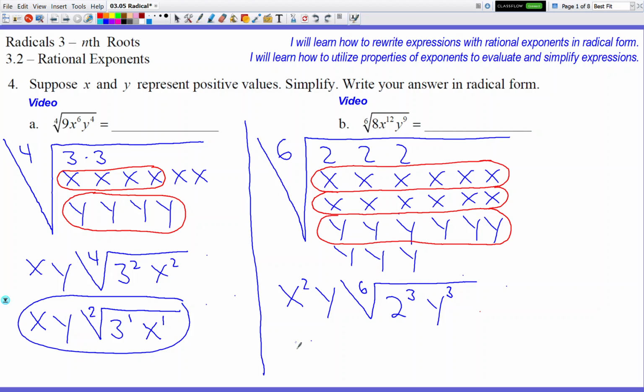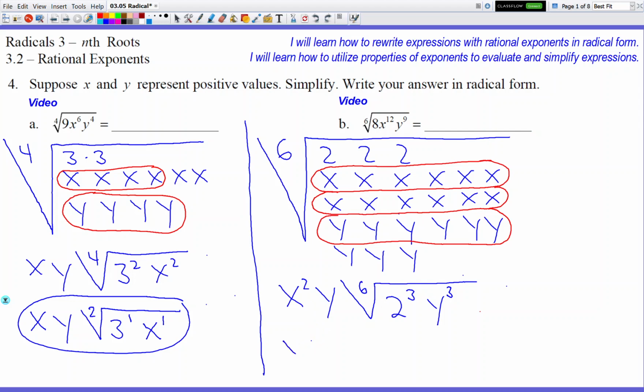Okay, and here's where kids make a mistake. When you reduce your radical, you don't reduce the x's and the y's that are outside already. You don't touch them. You just reduce the numbers that are associated with the radical. So the 6 and the 3 and the 3. You just reduce them. Don't touch the numbers on the outside.